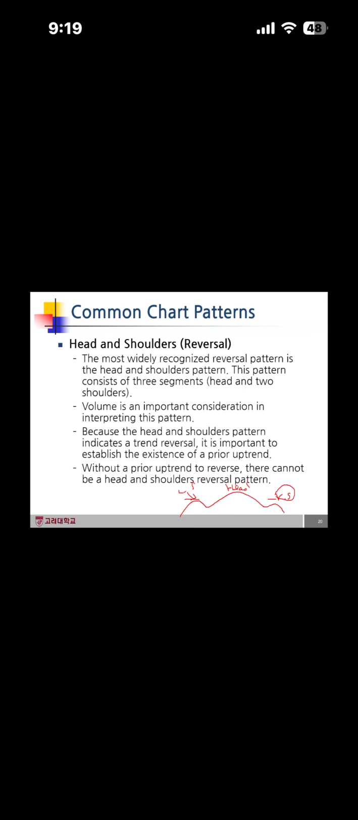Another important element in this pattern is the trading volume. In many cases, trading volume is relatively high during the formation of the left shoulder, so high volume in the left shoulder and the head, but it tends to decline during the formation of the right shoulder, so lower volume in the right shoulder. This decline in volume may indicate weakening buying pressure.